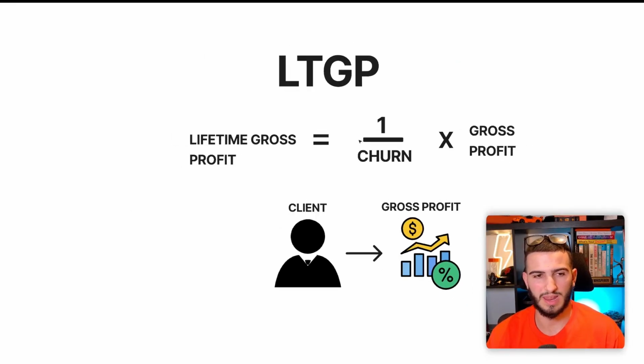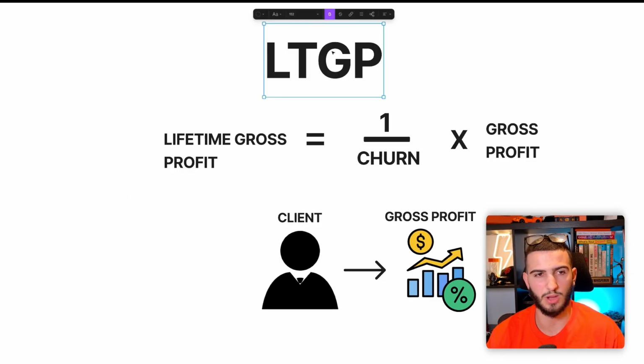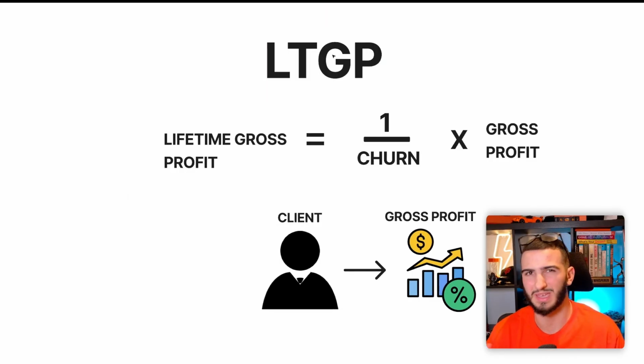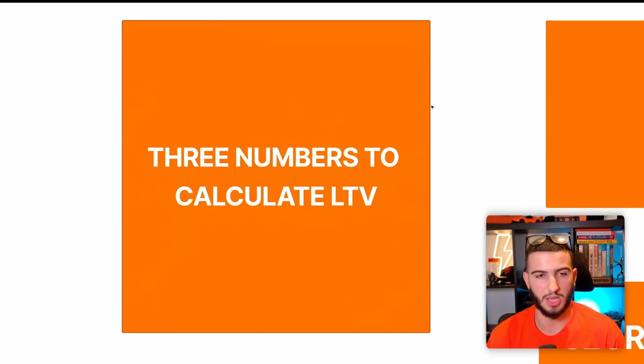So the formula to calculate LTV is very simple. In this case, I've got LTGP, which is lifetime gross profit, but again, it's the same thing. You can swap this out with revenue. The equation is very simple: LTV is equal to 1 divided by churn, times our gross profit. So in this case, we need 3 different numbers to calculate our LTV.